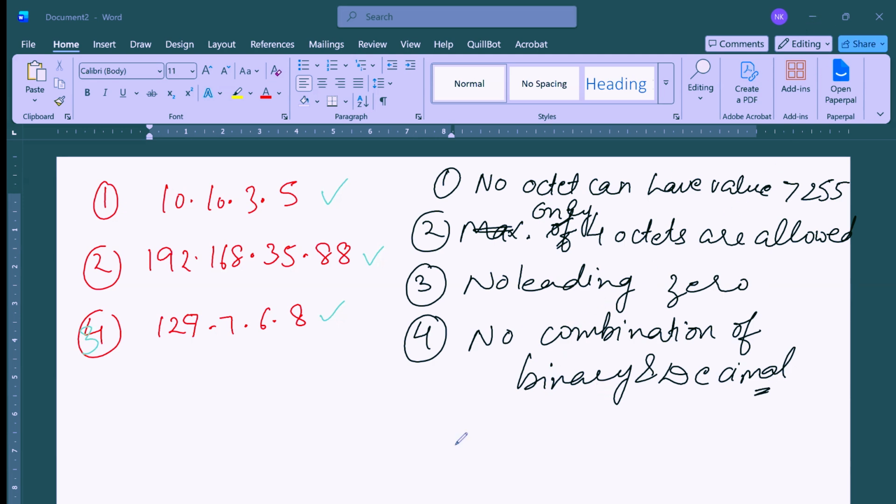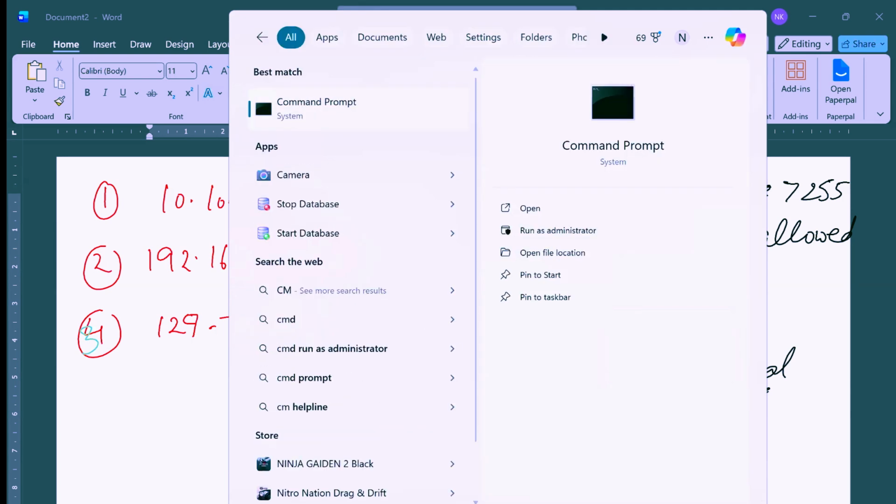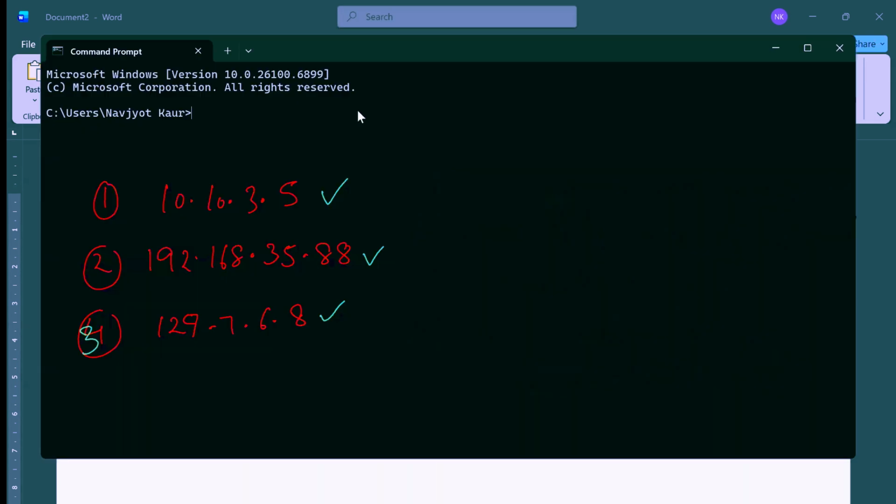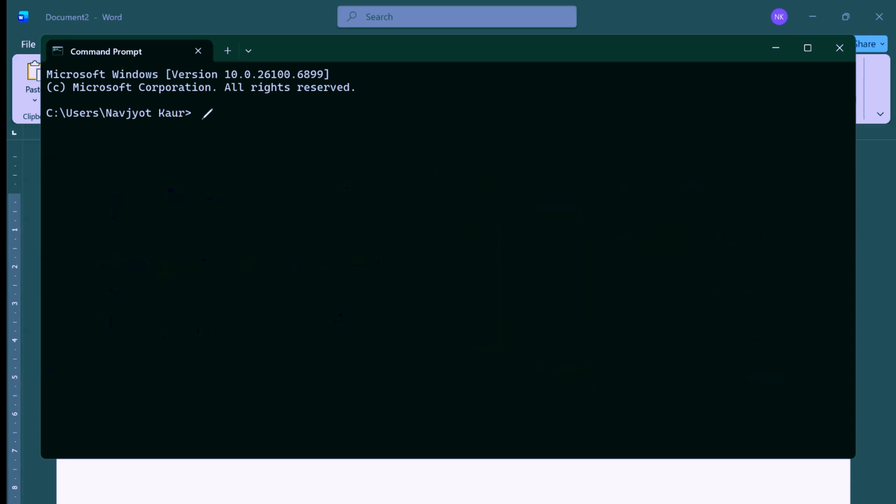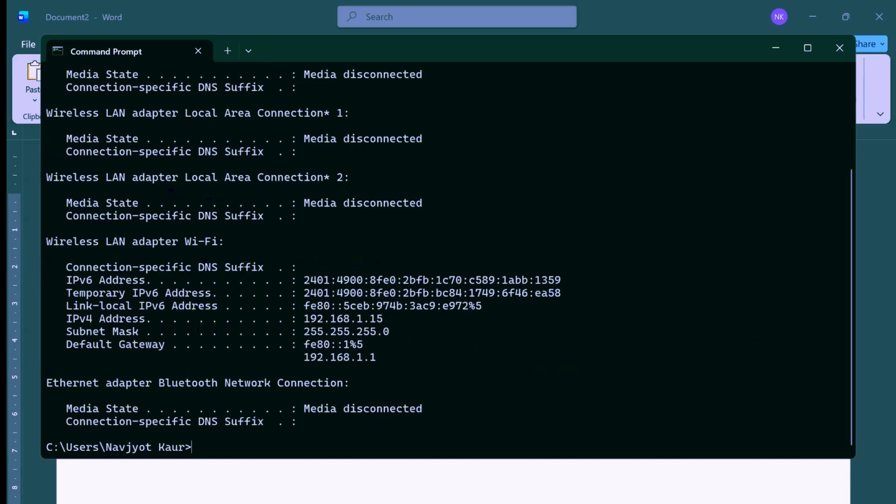Now, if you want to see how the IP address in your system looks, let's go to the command prompt in your system and see how the IP address for your system looks. For that, you need to go to the command prompt. Here you will see that I'm on the command prompt. Now, in the command prompt, the command that you are supposed to type is ipconfig. This ipconfig stands for IP configuration. This will show you the IP address assigned to my system.